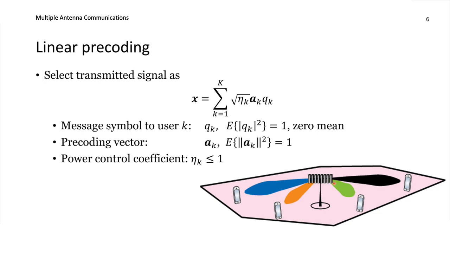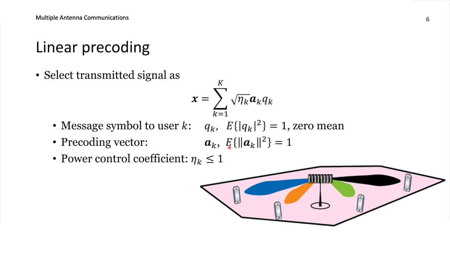And we are making sure that this precoding vector is normalized in the sense that its squared norm on the average is also equal to 1. Since a_k is selected typically based on estimates of the random channel, so it's also a random variable, then we need this averaging over that randomness.